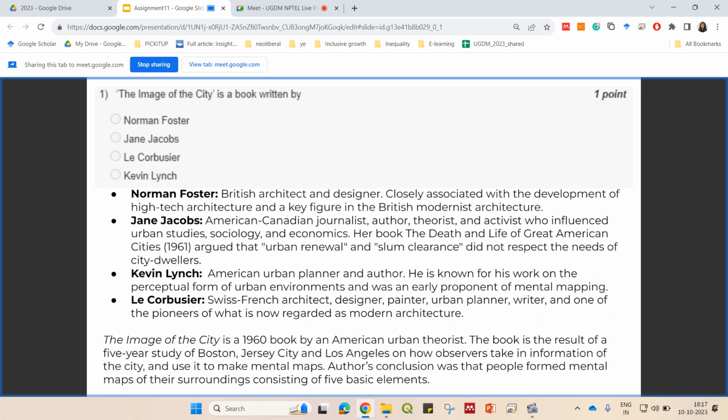The author's conclusion for this book was that people form mental maps of their surroundings, and it consists of 5 basic elements. I do not remember all 5, but things like landmarks, nodes, and several other things are the different elements which constitute the image of the city, or how people perceive or mentally map the city. So this is what the book The Image of the City is about.